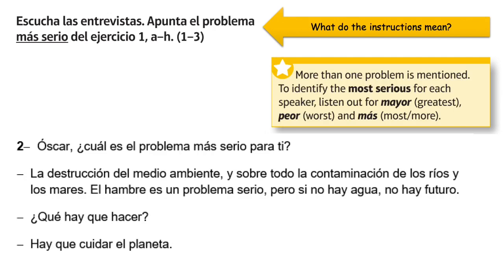So number 2, right, so sobre todo, that's a nice connective. I suggest that you write it down. It means above all or especially. So it says la destrucción del medio ambiente, so destruction of the environment, and especially the pollution of rivers and mares, the sea. So that was the pollution of the rivers. Then they mentioned another problem, which is hunger. However, they were talking about these as being the most serious one. And then what do we have to do? ¿Qué hay que hacer? Hay que cuidar el planeta. We have to look after the planet.